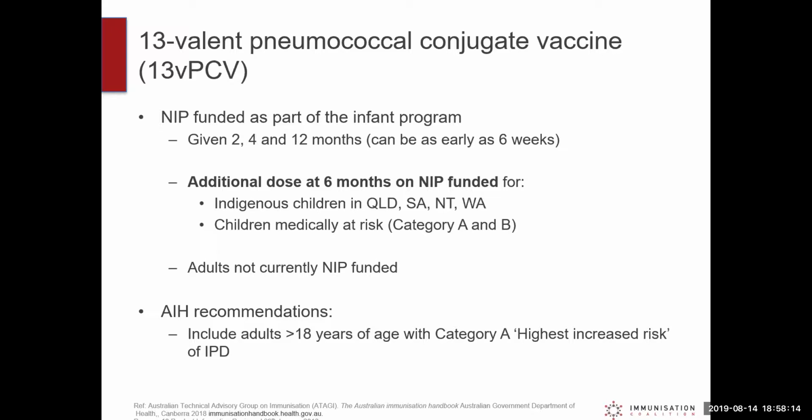So please ask the question, do you identify your child as Aboriginal or Torres Strait Islander if you live in these states or in the Northern Territory? And ask that question every time because they are eligible to receive an additional dose of Prevnar 13 at 6 months of age, same as those medically at-risk children.